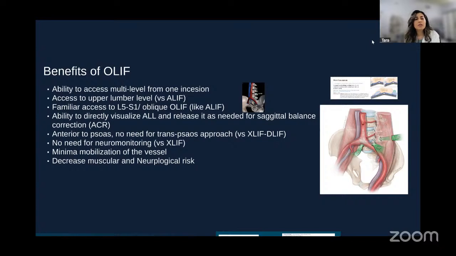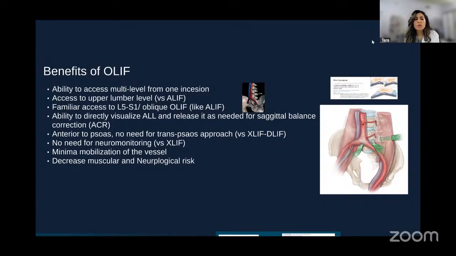Its approach is anterior to the psoas muscle. Unlike XLIF or DLIF and other lateral approaches, you do not have to go through the psoas muscle. No need for neuromonitoring itself is another benefit, but imagine going through lateral, through XLIF, through the psoas muscle with no muscle relaxant, and the patient under neuromonitoring.